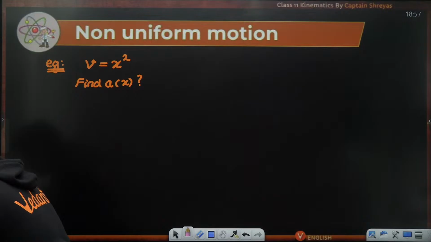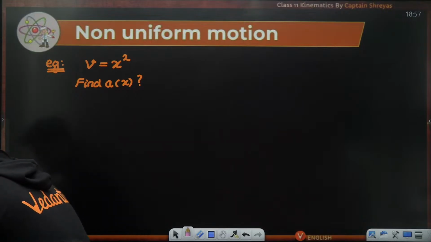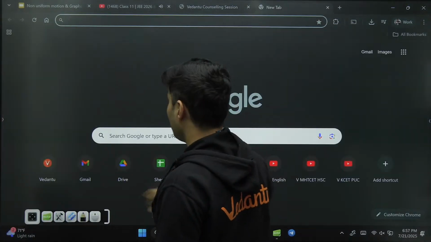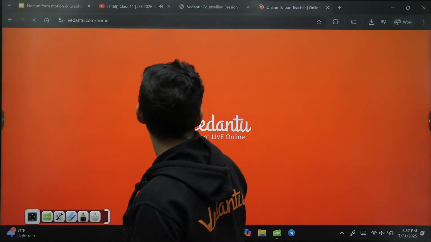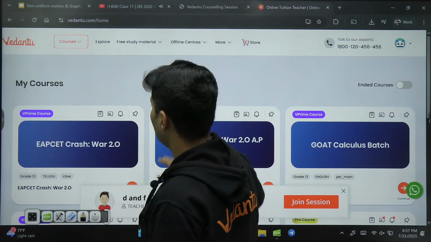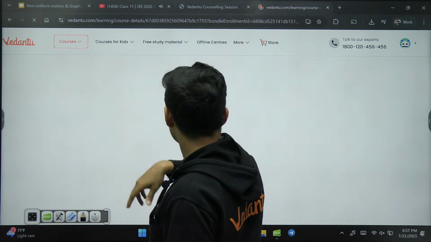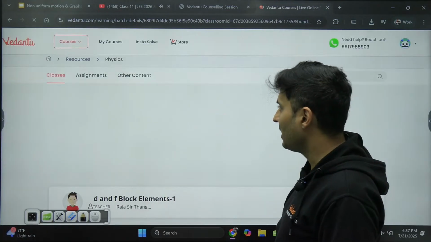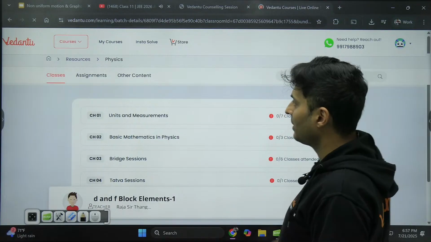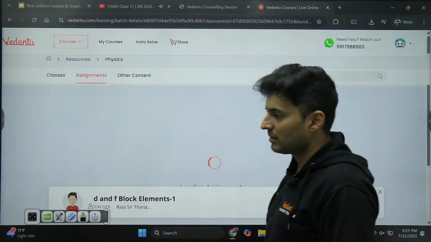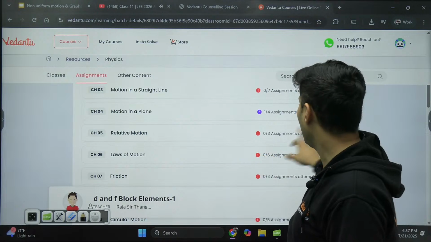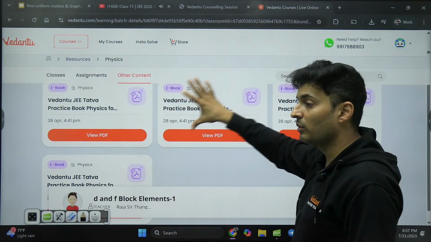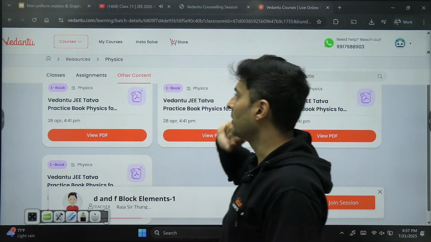Okay, how to track the study materials on the Jack Lab. See, if you are already a part of the Sigma batch or any prime batch, let me see if it is openable for me. It will be somewhere here. Let's say, for example, some random batch I'm opening. You will see here, for example, physics, assignments, classes. All these are the classes. Assignments will be seen over here. Okay, how many assignments you have solved will be seen over here. Other content will have the Tattva books. The Tattva books are over here.